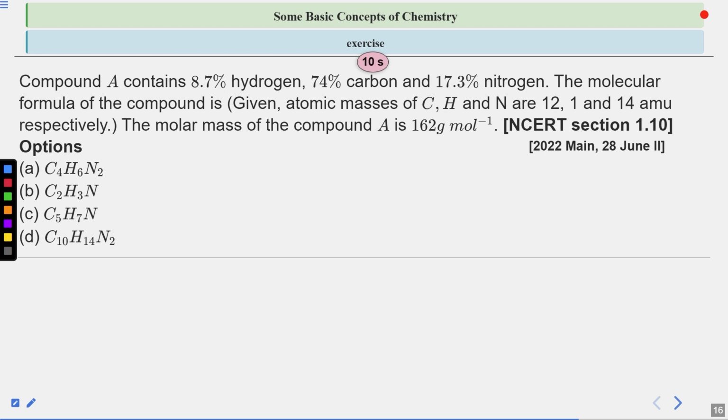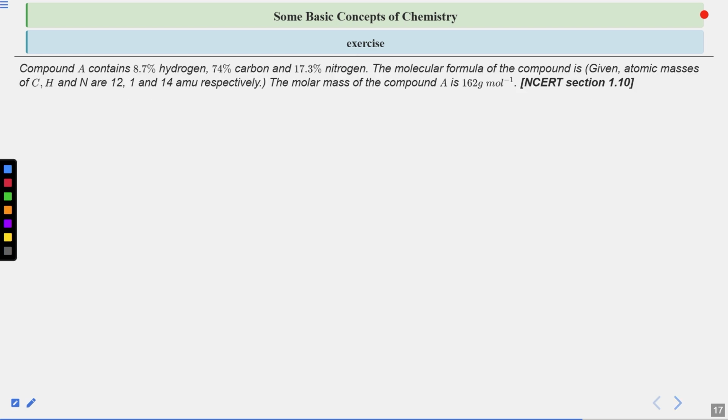Now, compound A has 8.7% hydrogen, 74% carbon, and 17.3% nitrogen. Then we have to calculate the molar mass of compound A. The molar mass of the compound is given, it is 162 gram per mole. We have to find the molecular formula and the empirical formula. So let us see how we can solve it. The correct answer will be C10H14N2. It's very simple to solve.